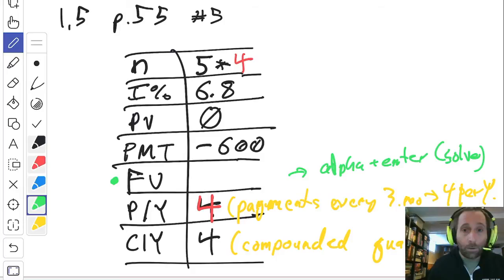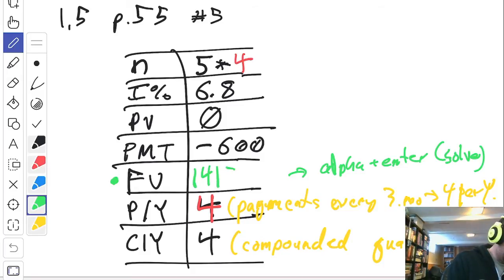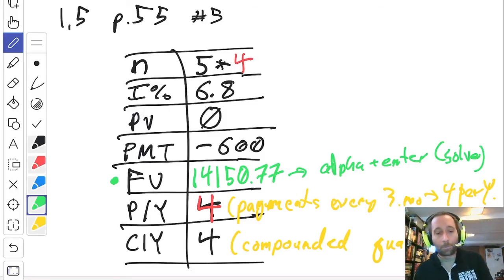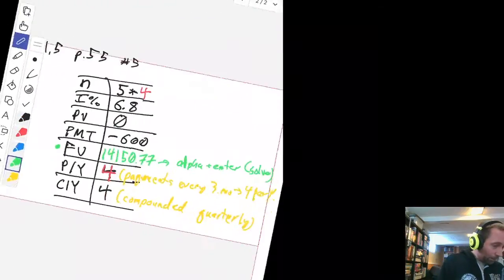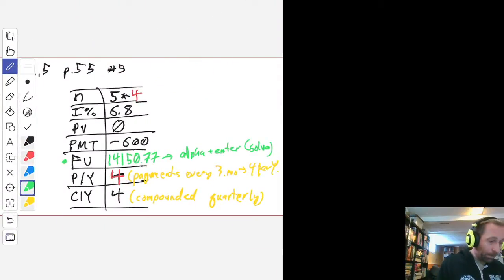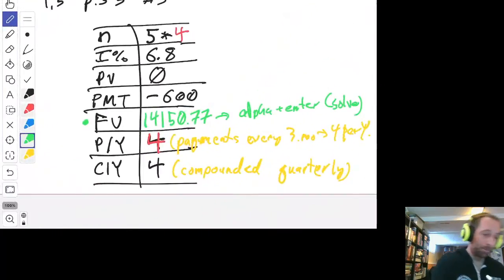And my future value is $14,150, and after rounding, 77 cents. So what does this tell us? So in the problem, we want to know how much money will he have to buy his car. So he will have $14,150.77 to buy the car. I'm going to put that as an A.